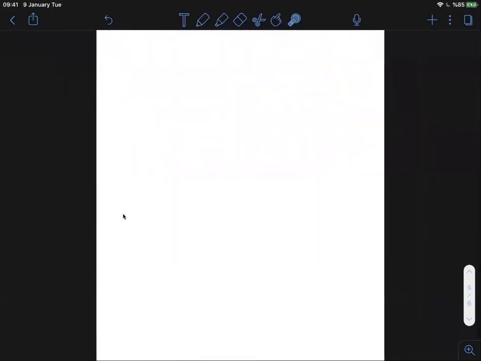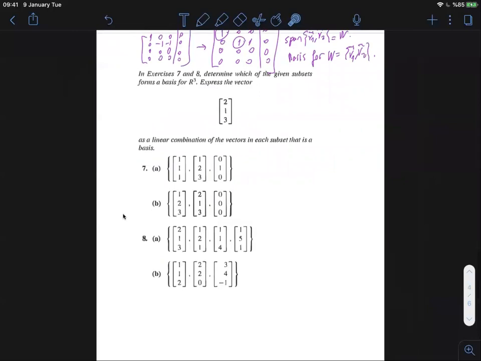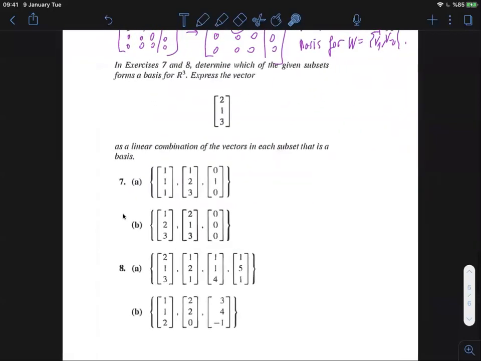Okay, I think we have, so this is the last example I chose. What is it asking? It's saying that in exercises 7, 8, determine which of the given subsets form a basis for R3, and then express this vector as a linear combination of those vectors. Okay, let's do some inspection.